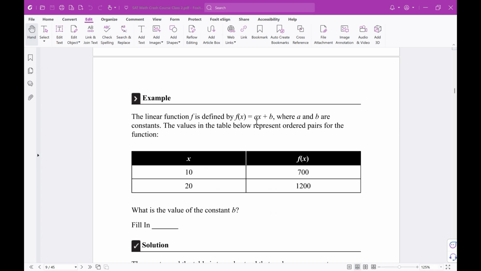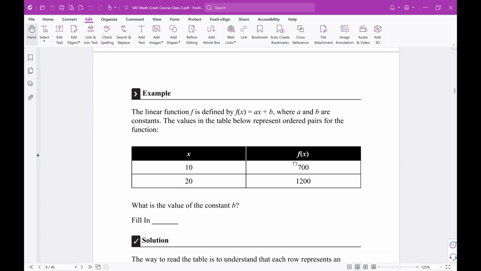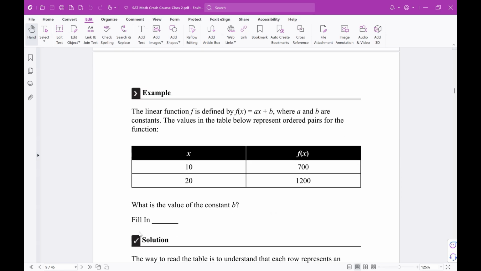The simplest way to solve this problem is to consider y equals ax plus b. This is going to be the y value, and this is going to be the x value. Please let me use my pen.